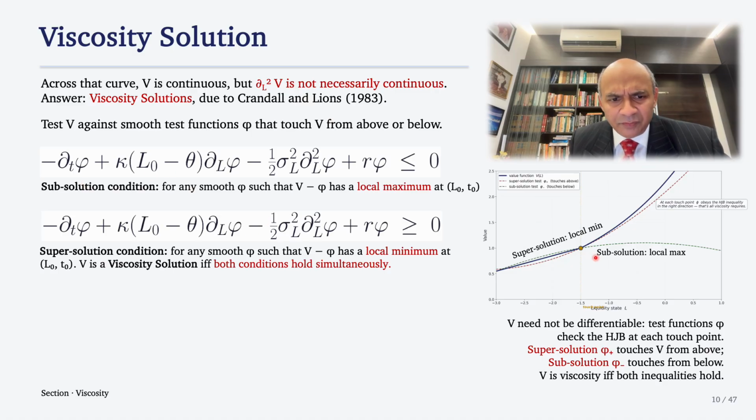So here you have the local maximum from the subsolution, and then you've got the local minimum from the supersolution. Since both conditions hold simultaneously, we are guaranteed that we have a viscosity solution. So V need not be differentiable. We can use the test function and derive the viscosity solution.